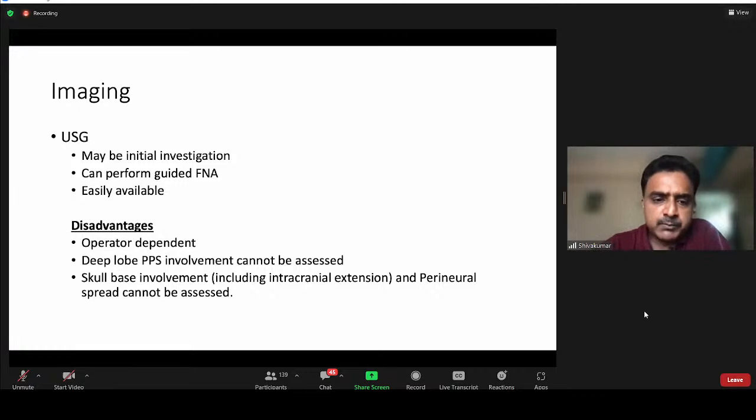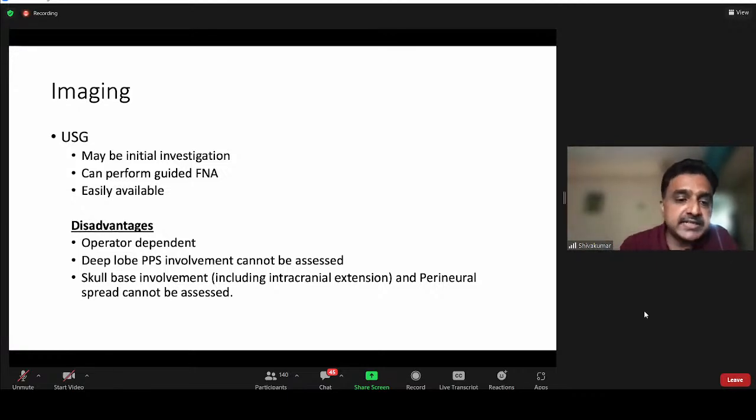Just for the postgraduates, as already mentioned, the ultrasound may be an initial investigation, like what Dr. D'Cruz mentioned, to differentiate between salivary and extrasalivary tumors. And if we are dealing with pediatric lesions, it could be a venous malformation or arteriovenous malformation, so just to rule out what that lesion is. You can also do a guided FNA if required. It's easily available, that's the advantage of it. However, it's operator dependent.